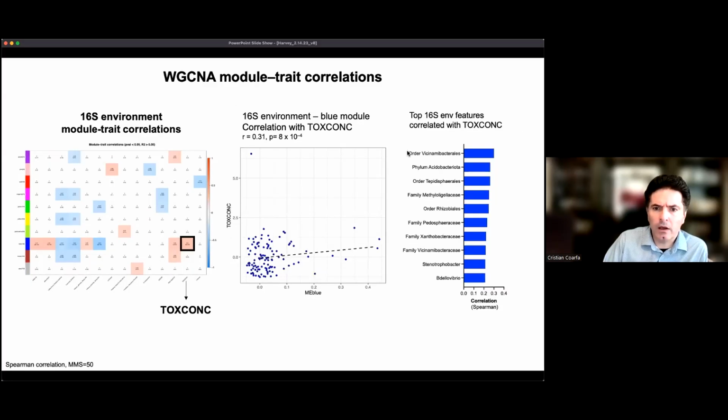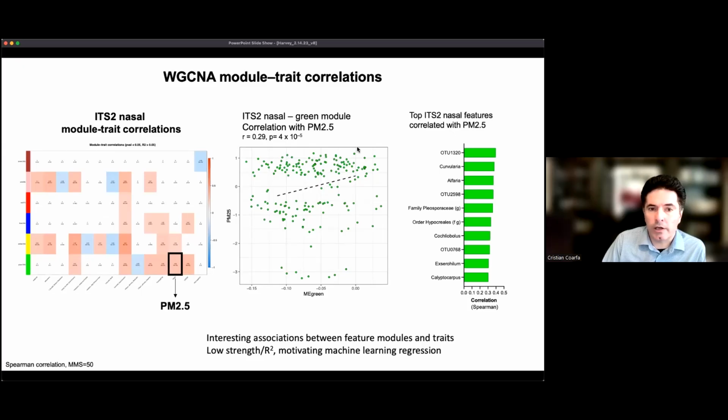So with that in mind, we looked at the association of toxic water discharge, and interestingly, in the blue module, some of the top features, Vicinamibacteralis and Acidobacteriota, are both soil bacteria. So this can be explained by toxic water discharge bringing some mud that contains these bacteria, which are normally found in soil. Similarly, we looked at the association of particulate matter. Interestingly, one of the top hits was the fungus Curvularia, which is present in mold. So, high level, we found some interesting associations in an exploratory manner.